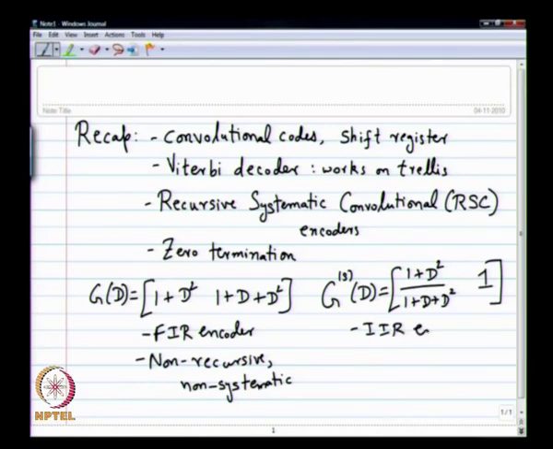The picture will be slightly different. You will have feedback in the shift register. So this becomes RSC. Since the code is the same, if you're using just this convolutional code and you're not doing anything else fancy with it, you can pick either one and you won't lose much.